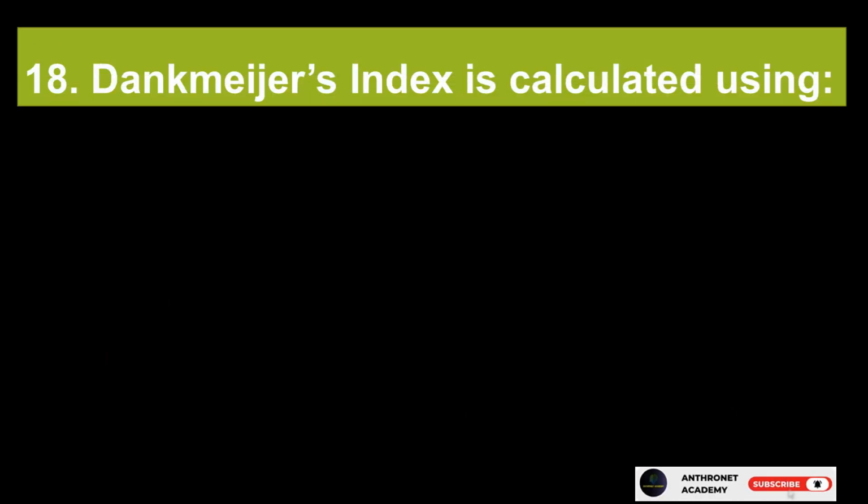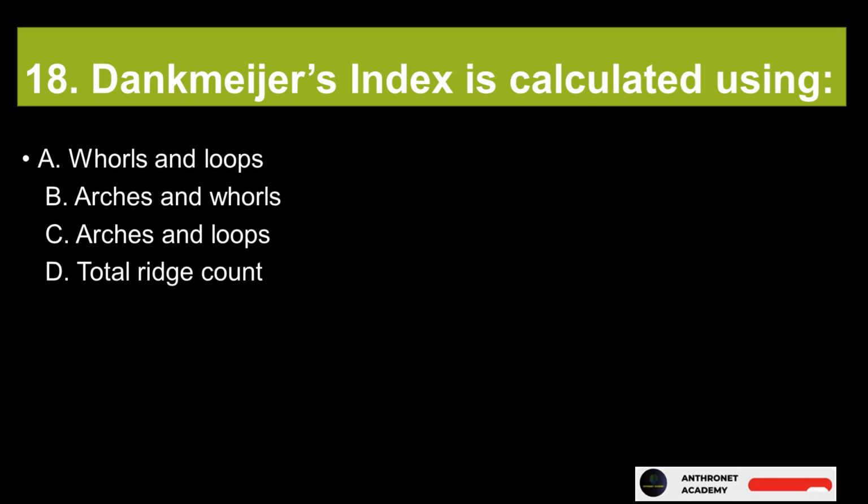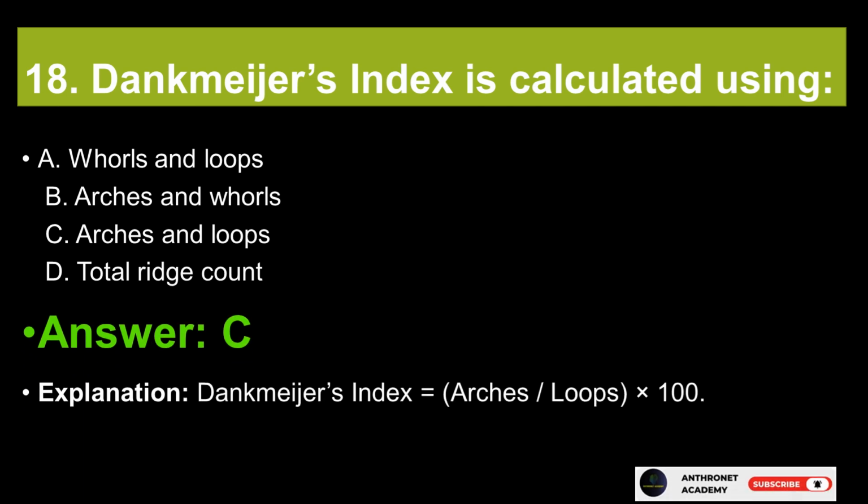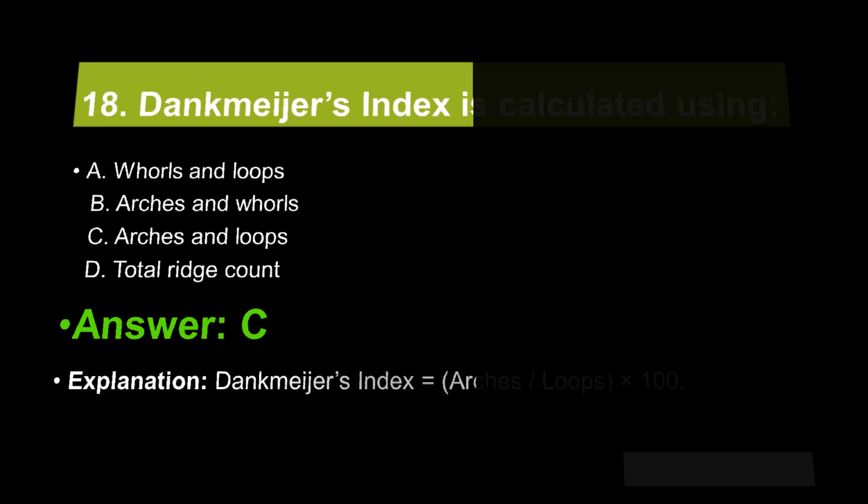Question 18. Dankmeijer's index is calculated using: A. Whorls and loops. B. Arches and whorls. C. Arches and loops. D. Total ridge count. Answer: C. Explanation: Dankmeijer's index equals arches divided by loops times 100.